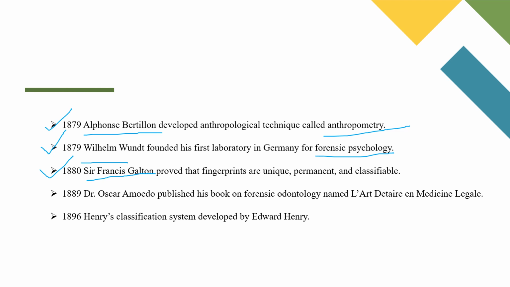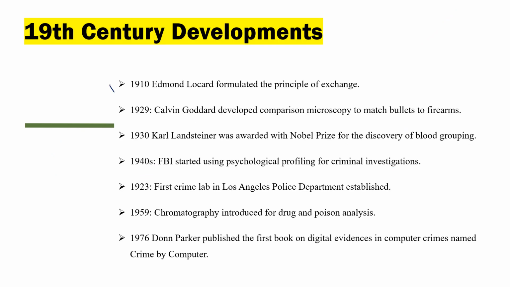And in 1889, Dr. Oscar Amoedo published his book on forensic odontology. And in 1896, Henry's classification system was developed by Edward Henry. So in 1910, Edmond Locard formulated the principle of mutual exchange. In 1929, Calvin Goddard developed the comparison microscope. In 1930, Karl Landsteiner was awarded the Nobel Prize for the discovery of blood grouping.